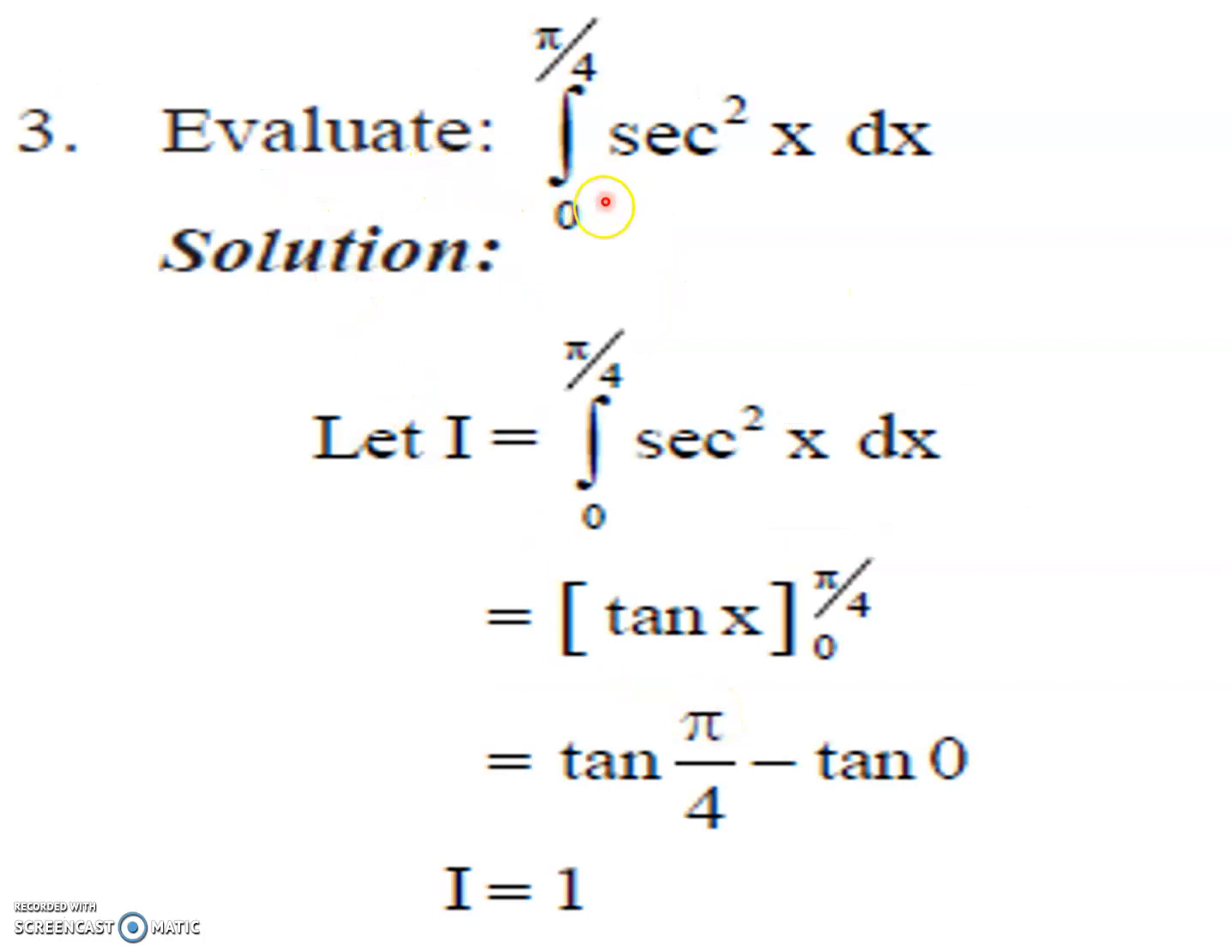Next example, evaluate integration 0 to pi by 4. How much is pi by 4? Yes, it is 45 degrees. So sec square of x dx. We know that integration of sec square of x is exactly tan x. So lower limit 0, upper limit pi by 4. Instead of x, we have to substitute pi by 4. So tan pi by 4 minus tan of 0. We know from the table tan 45 is 1, but tan of 0 is always 0. That's why we derive the final value of integral I is equal to 1.